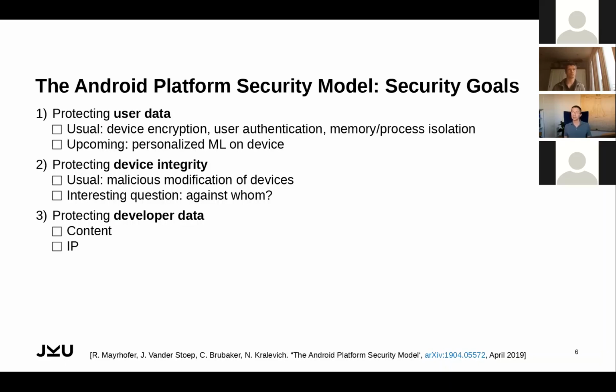That is the data that is stored on devices themselves, that belongs to users, and that often paints a very close picture about their personal, their private lives. There we can, of course, apply standard methods like device encryption, user authentication, and usual operating system mechanisms like memory and process isolation. An upcoming, from my point of view, quite interesting topic is what we do with personalized machine learning that happens on device. So from a privacy point of view, it's obviously positive if machine learning, if adaptation to users' behavior happens on their own device, not in some cloud instance.